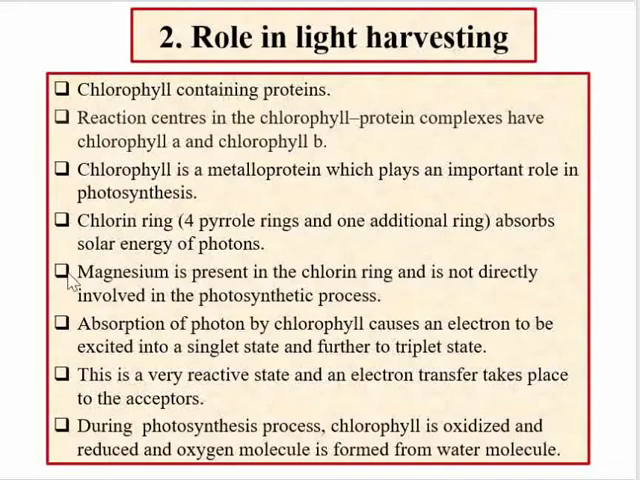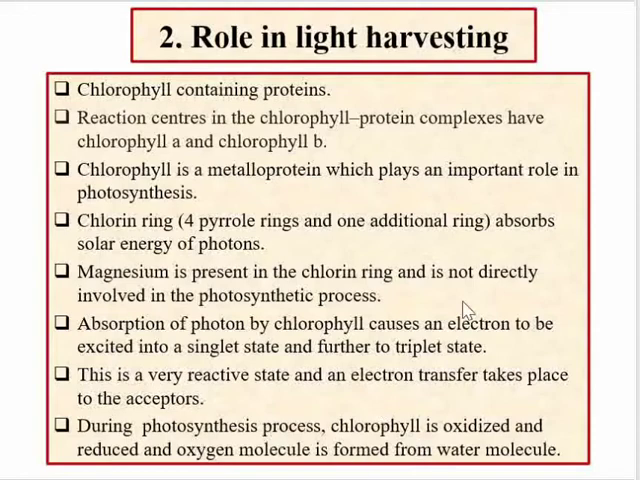This chlorophyll contains magnesium as the active site of the chlorin ring, and absorption of a photon by the chlorophyll causes an electron to be excited to the singlet and then the triplet state. I had already explained this mechanism in the lecture related to photosynthesis, the energy transfer processes in metal complexes. So here I have given only the gist of how these metalloproteins play an important role in the light harvesting system, and during the photosynthetic process the chlorophyll is oxidized.